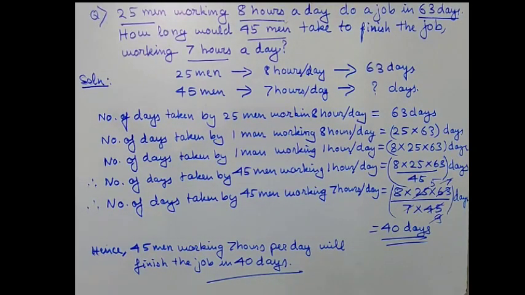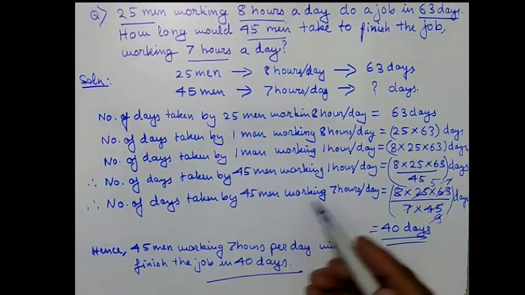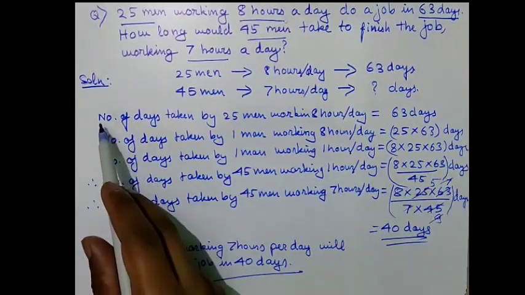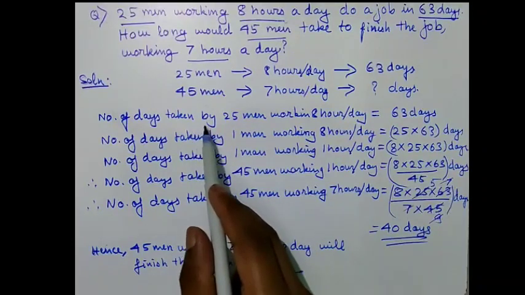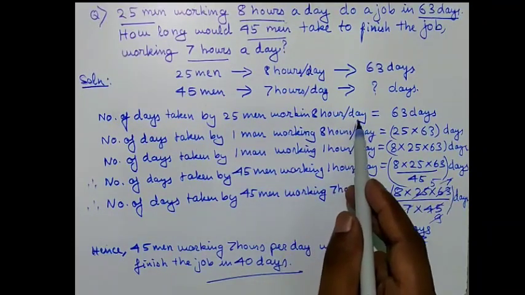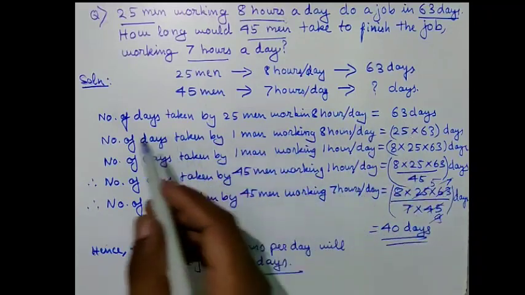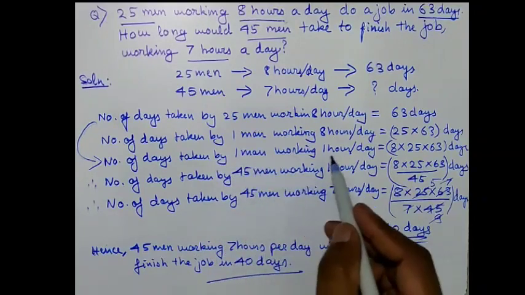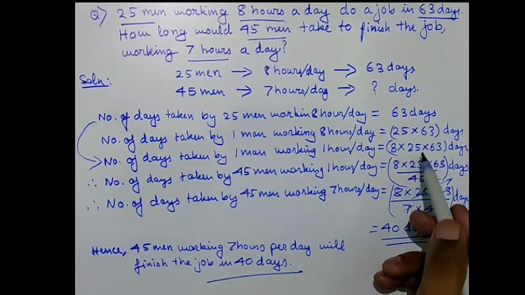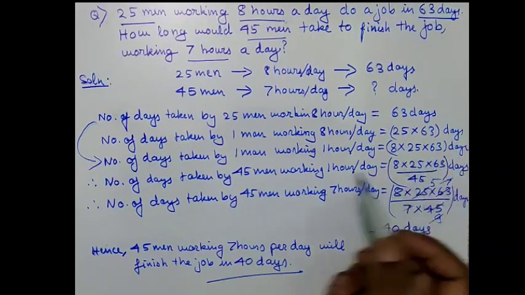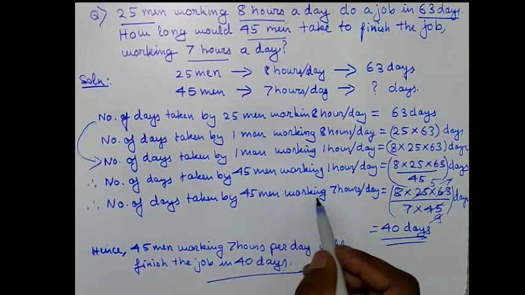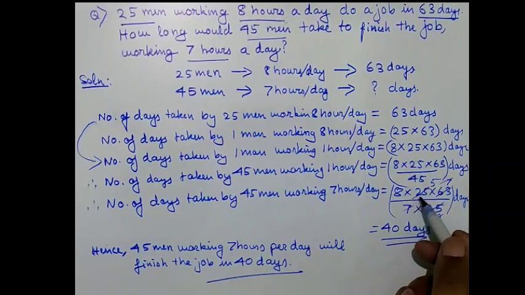Now once you are well aware of what you have to do, you can directly skip the steps. So here from number of days taken by 25 men working 8 hours per day is equal to 63 days, you can directly skip to this step and say number of days taken by one man working 1 hour per day will be equal to 8 times 25 times 63 days. And then after finding this, you can directly skip to number of days taken by 45 men working 7 hours per day will be 8 times 25 times 63 by 7 times 45, isn't it?